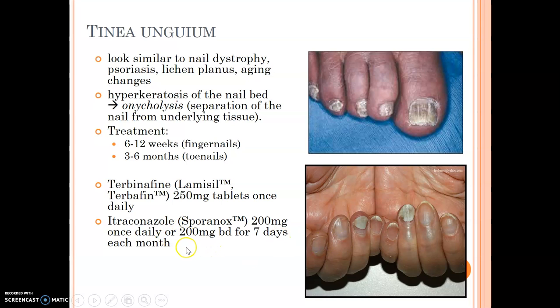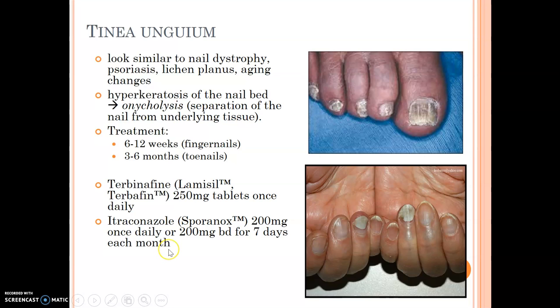If you're using an azole group such as itraconazole or ketoconazole, the treatment is actually interrupted. So each month, you give 1 week. So 1 week you give itraconazole 200 milligram daily or BD, and then you break for 3 weeks. And then on the 5th week, you give another 1 week course of itraconazole. So for between 3 to 6 months, depending on what type of infection it is.